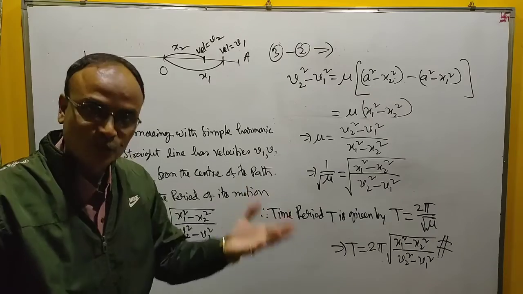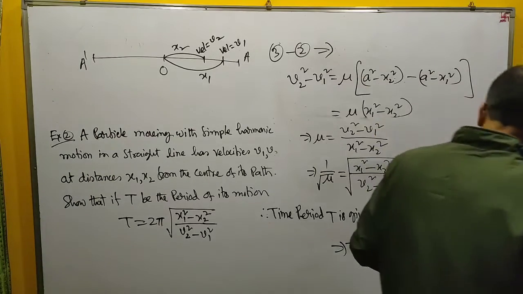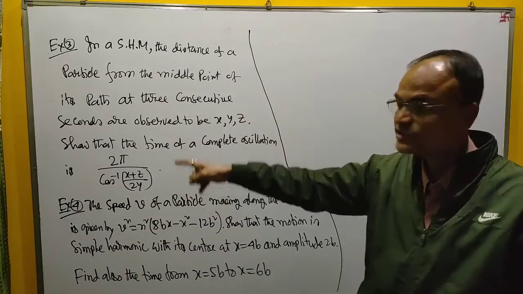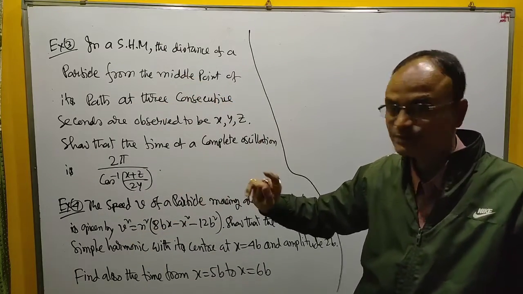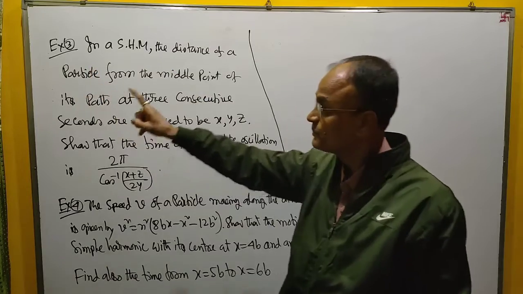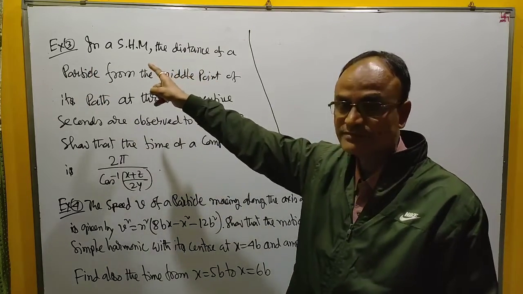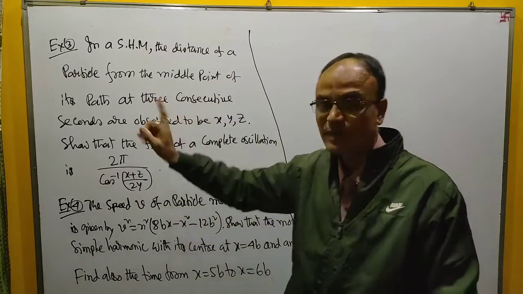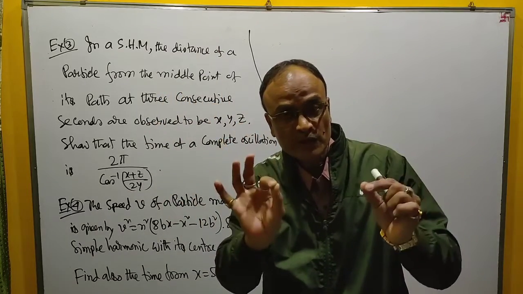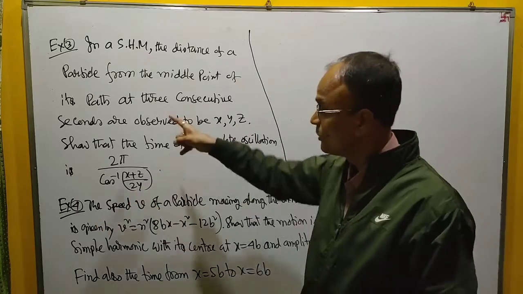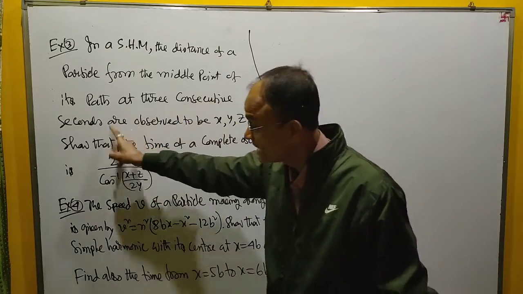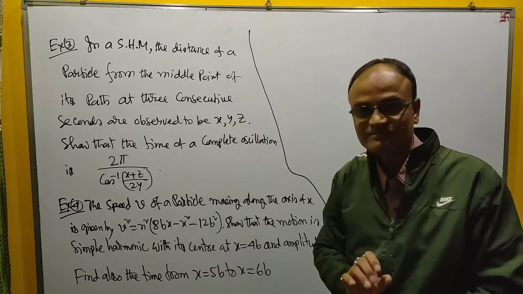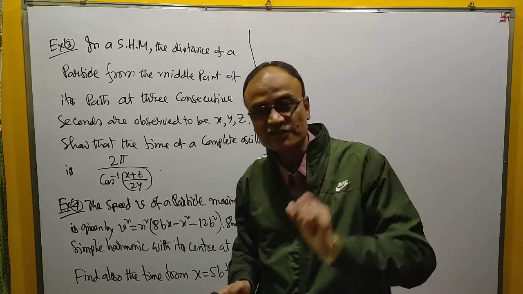Let us take some more problems. I have written two questions, question number 3 and question number 4. See question number 3. In a simple harmonic motion, the distance of a particle from the middle point of its path, middle point means the center of force, at 3 consecutive seconds are observed to be x, y, z.